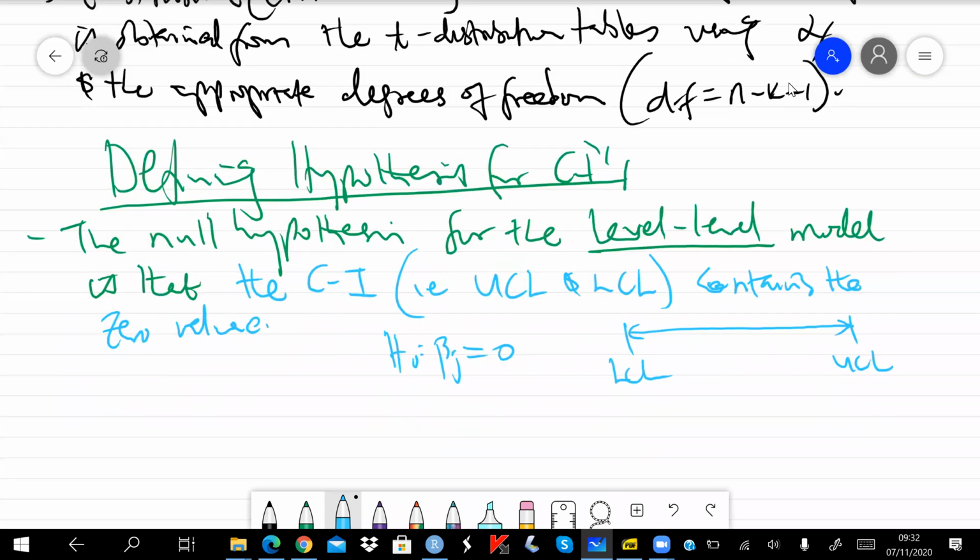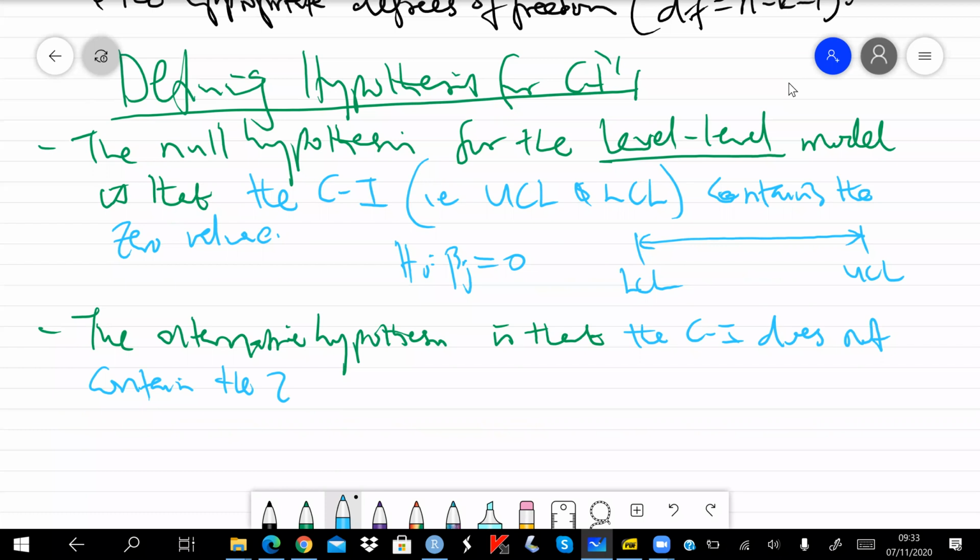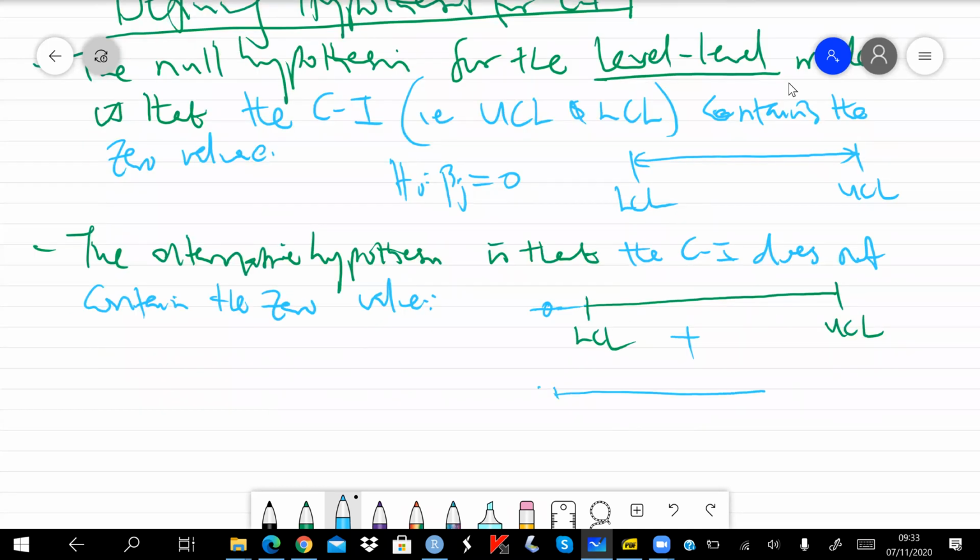Then the alternative hypothesis is that the confidence interval does not contain the zero value. So if this is your lower confidence limit and upper confidence limit, 0 may be somewhere there, which means the others are positive, or it looks like this, with 0 somewhere there. This is equivalent to H1, that beta j is different from 0. That is, the interval does not contain 0.